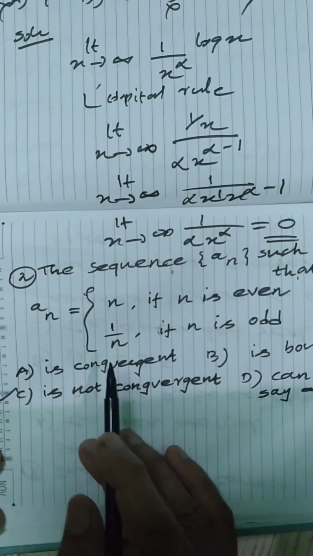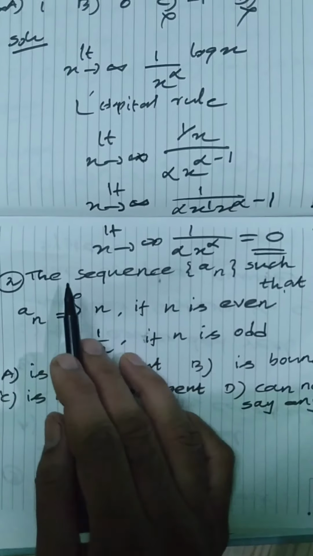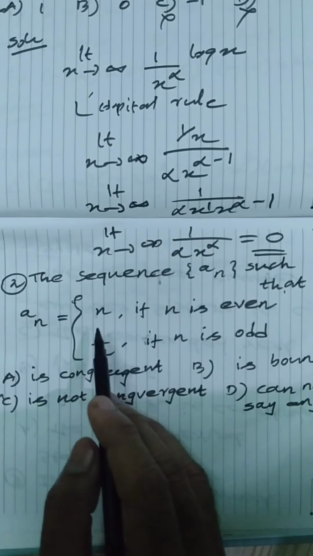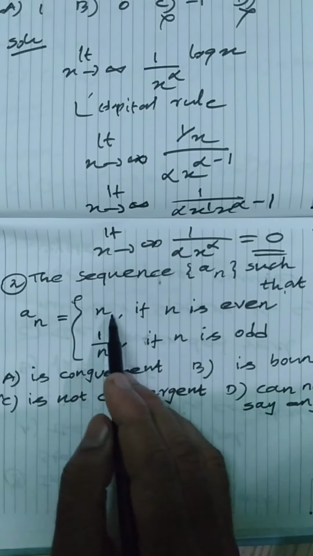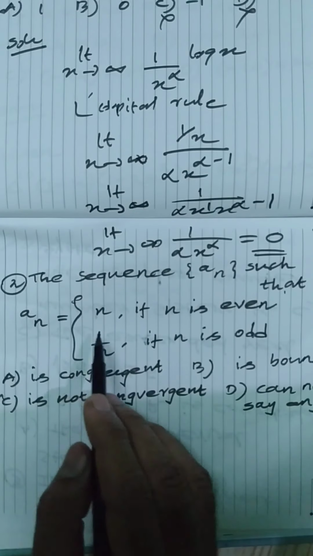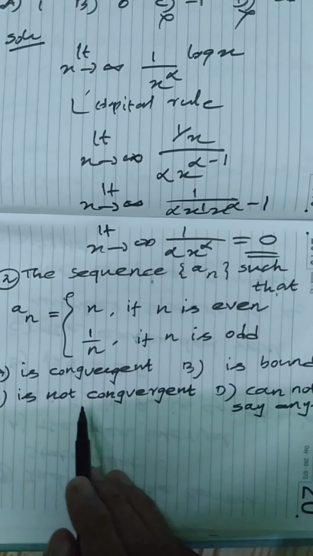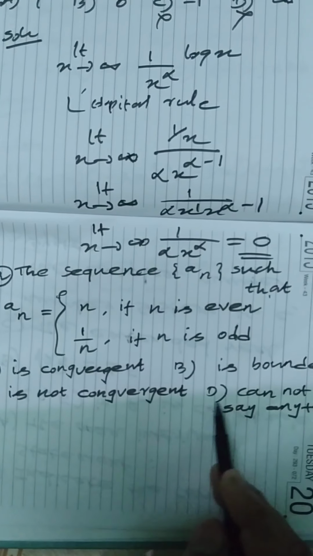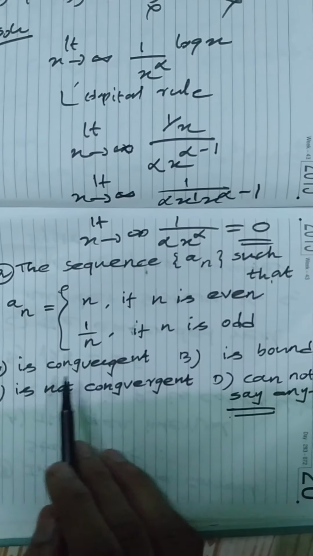The next problem, a very interesting problem. This sequence a_n is defined like this: if n is even, a_n value is n. If n is odd, a_n value is 1 by n. The four options are given. First one is convergent, second is bounded, third is not convergent, fourth is you cannot say anything. Okay, first is convergent.